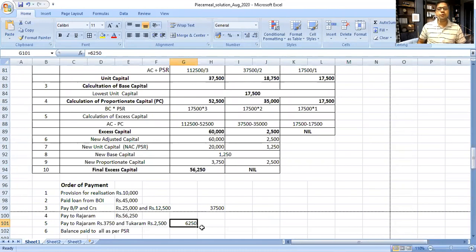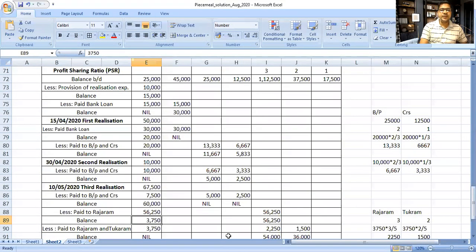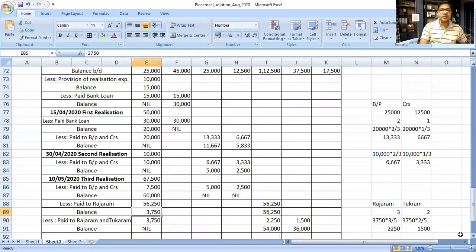It is not possible to pay 6250 to Rajaram and Tukaram, and therefore we decided to pay them whatever balance cash is available on their profit sharing ratio. So what we decided, we have a balance of the cash 3750 into 3, 3 is the ratio of Rajaram, divided by 5. And then after that, for Tukaram also we have to do the same thing, 3750 into 2 divided by 5. And we have paid to Rajaram 2250 and Tukaram 1500.